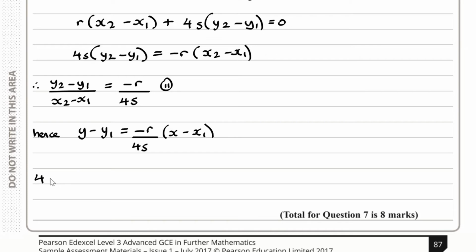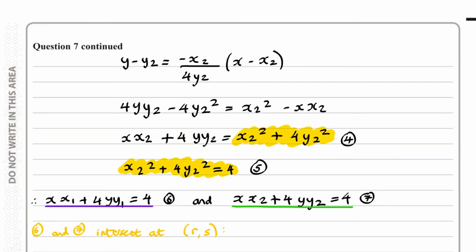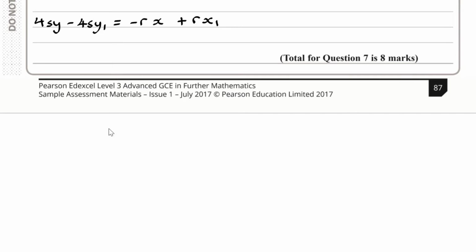we have 4sy minus 4sy1. This is equal to minus rx plus rx1. Okay, so let's tidy this up a bit more. So let's just give it a chance to load. Let's insert a new page. So continuing on from here, we have 4sy plus rx equals 4sy1 plus rx1. Okay, so hopefully that makes sense. So we'll call this equation 12.